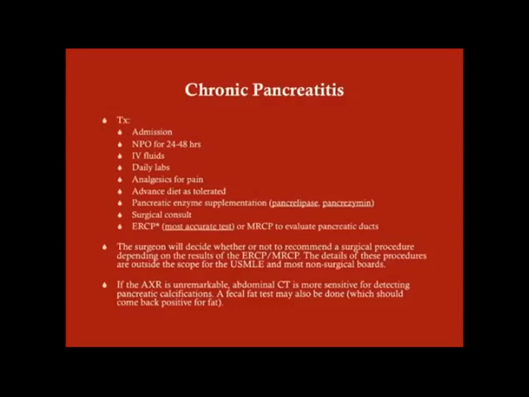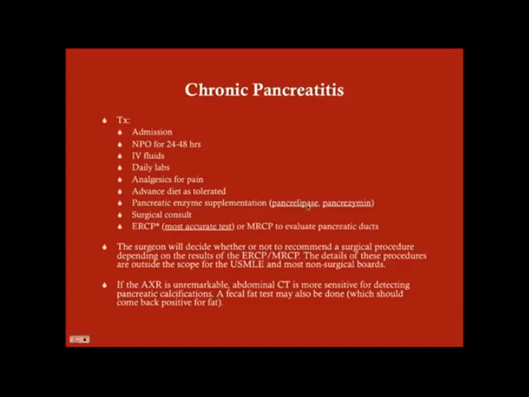in the acute phase. So the treatment for them is going to be admission. We'll want to put them on pancreas rest, so NPO for 24 to 48 hours. Of course, we're going to be giving them IV fluids because they're not eating anything, with glucose added onto that. Daily labs, analgesics for their pain. You can advance their diet as tolerated. We'll also want to give them pancreatic enzyme supplementation.